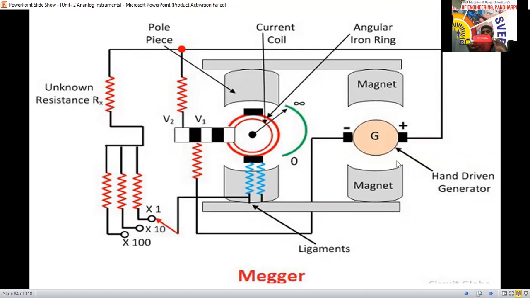This one only. See here, it is a hand-driven generator here now. This part is there, whatever this one, it is going to be driven by this hand generator. In between, this magnetic field we have placed here now. This one, and the pointer also they have given here now.